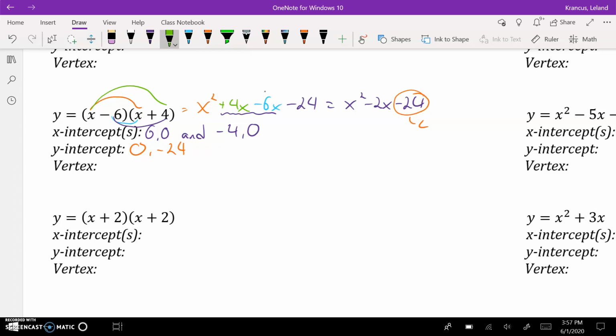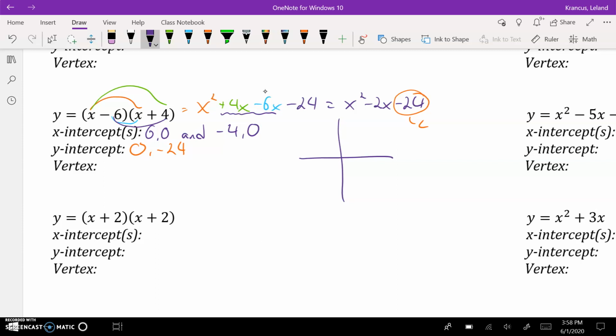Next, we want to find the vertex. So remember, the vertex is equally spaced between the two x-intercepts. Our two x-intercepts are 6 and negative 4. Sometimes it helps to do a sketch of these, actually. Let's see. I'm going to leave room so I can have that y-intercept at negative 24. I'll just center it. Okay.